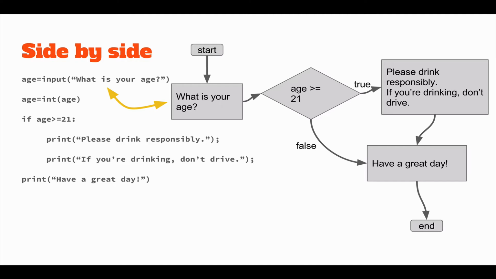In this example, we see side by side the program and the flowchart. What is your age is asked, and then it's evaluated. Is age greater than or equal to 21? If it is greater than or equal to 21, the message, please drink responsibly. If you're drinking, don't drive, is posted. After that, print have a great day happens. Notice that the if structure, in the case where the control expression is true, will execute the indented action. However, if the if structure is false, it skips the indented action and goes straight to the end. Notice that all paths of the program eventually converge and move forward.